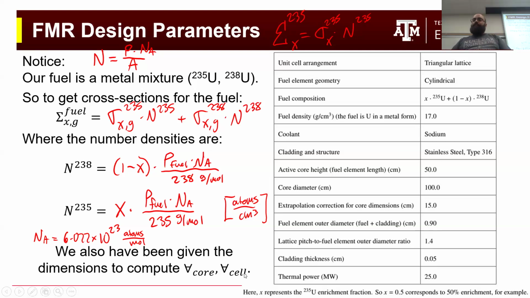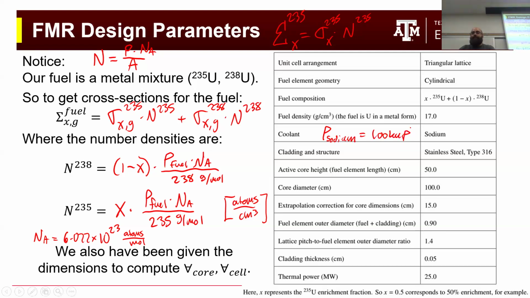And then also in here, we have information about the coolant. So the coolant is sodium, and you're going to be given microscopic cross sections for sodium, which means that you're going to need to also compute the macroscopic cross sections for sodium, which means you're going to need the number density for sodium, which means you're going to need the density for sodium. So for the density for sodium, you're going to need to look that up. That's going to be a lookup.